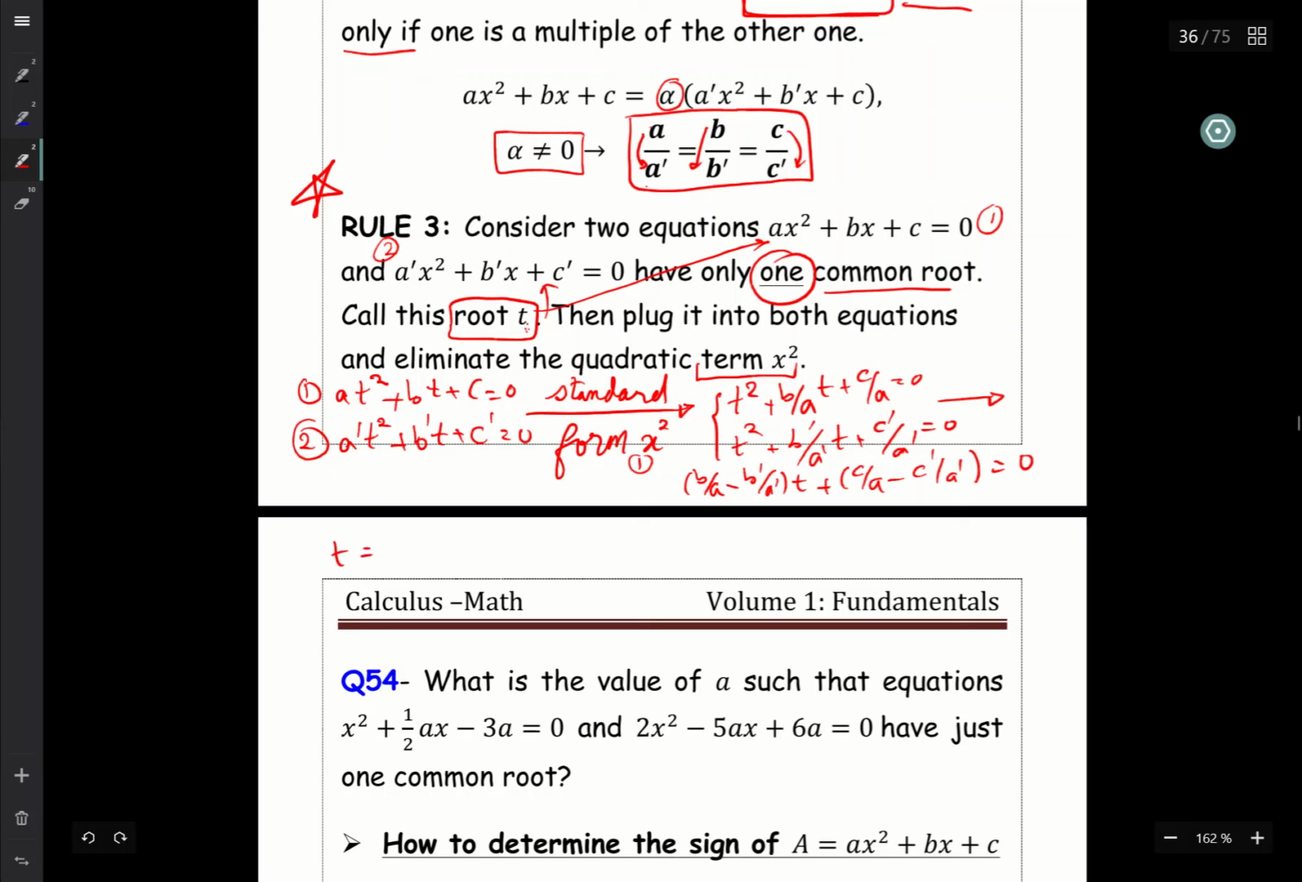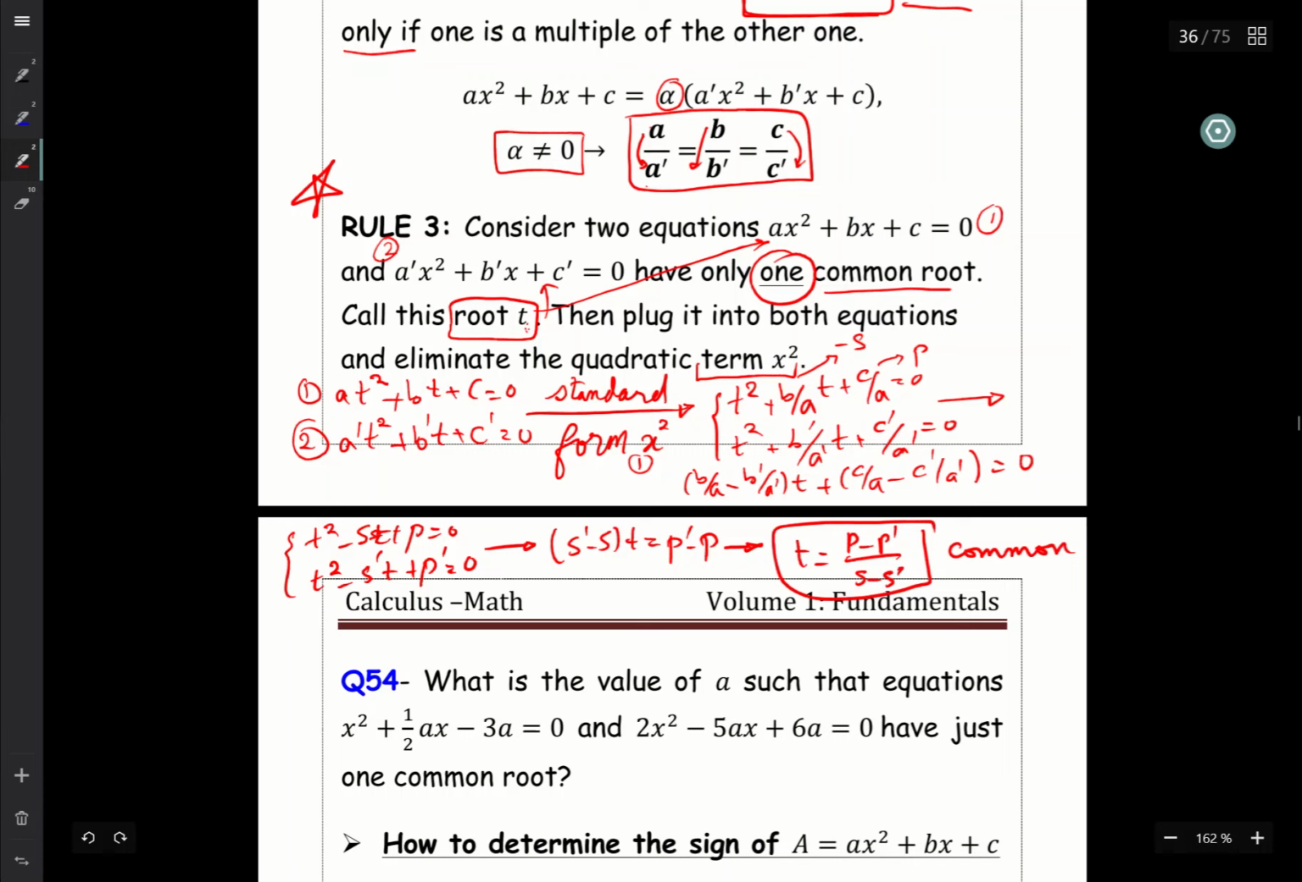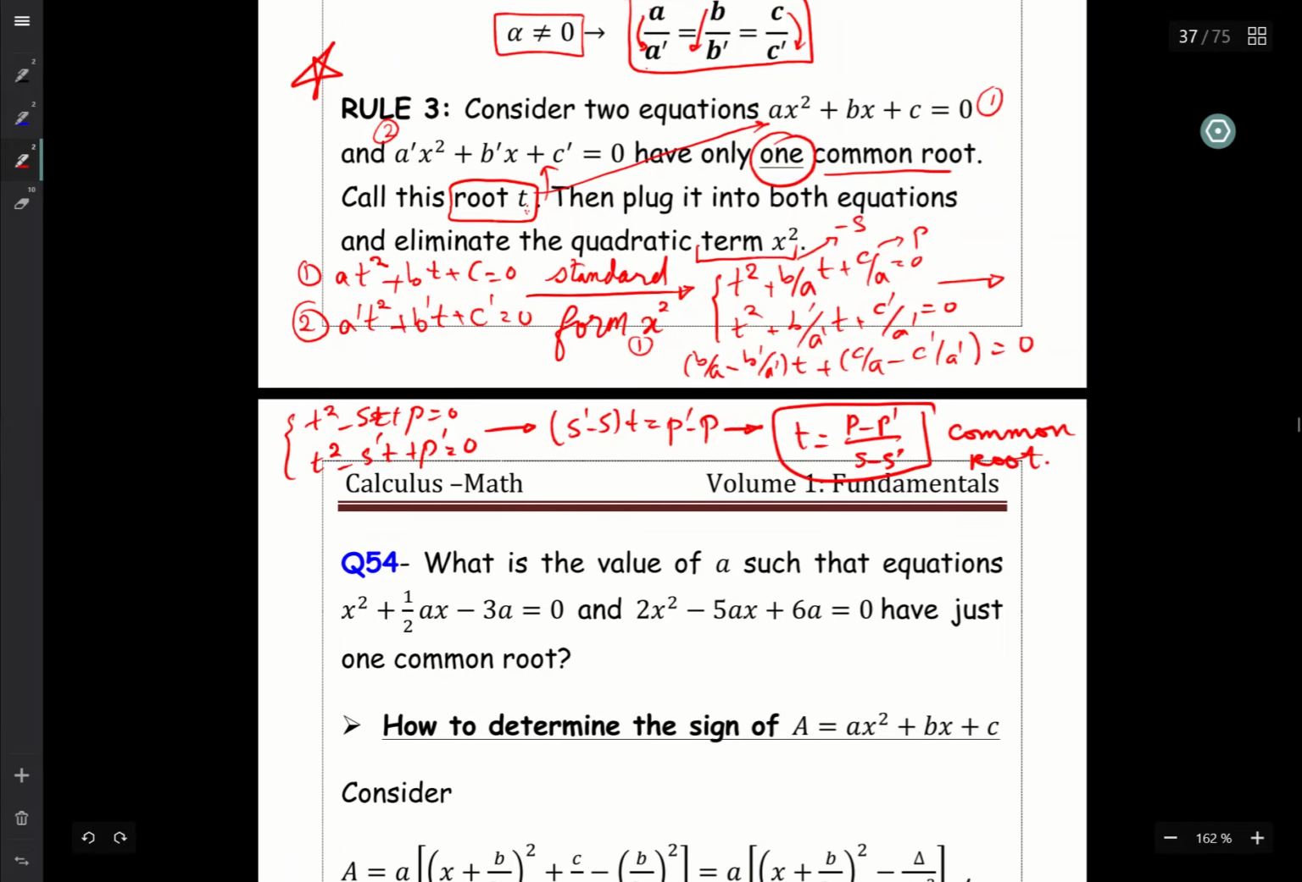Okay, and remember c over a was p, b over a was minus s, and so on, right? So basically we can start from the fact that t squared minus st plus p should be 0, t squared minus s prime t plus p prime equal to 0, and then subtract them. Basically s prime minus s times t should be p prime minus p, therefore this common root should be basically p minus p prime over s minus s prime. So this is our common root. If two quadratic equations have a common root, this root should be p minus p prime over s minus s prime.